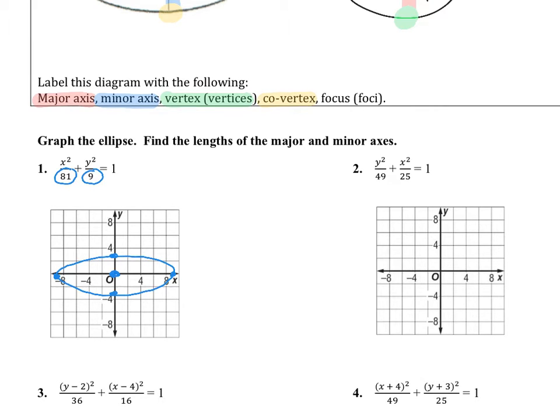Right. We graphed it. They want us to find the length of the major axis and the length of the minor. So for the major axis, we went left 9 and right 9 from the center. So that makes a total of 18. The minor axis, we went up 3 and down 3, so that makes a total of 6.